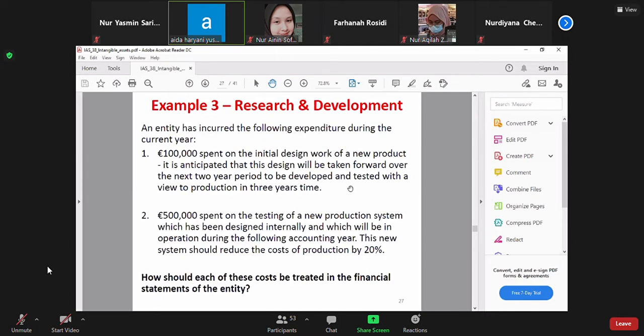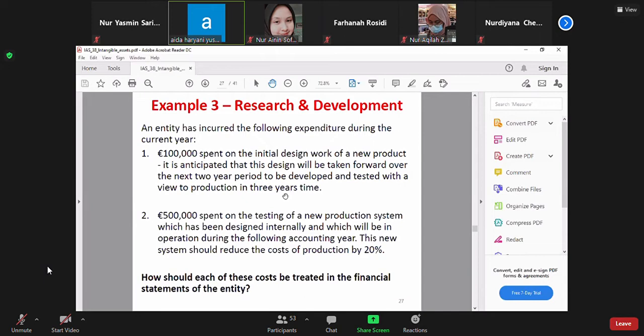So an entity has incurred the following expenditure during the current year. Research and development is an expenditure, but you can categorize it under IAS 38 as an asset, okay, when it meets the criteria just now. Look at the question. 100,000 spent on the initial design work of a new product. It is anticipated that this design will be taken forward over the next 2-year period to be developed and tested with a view to production in 3 years' time.